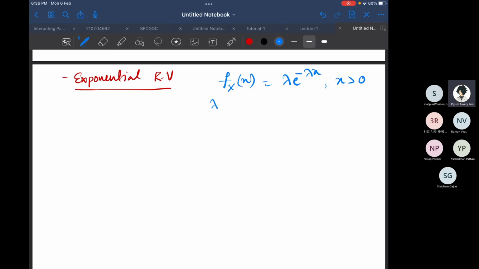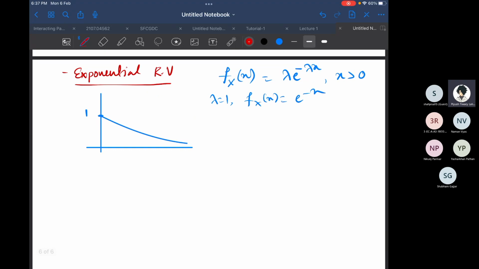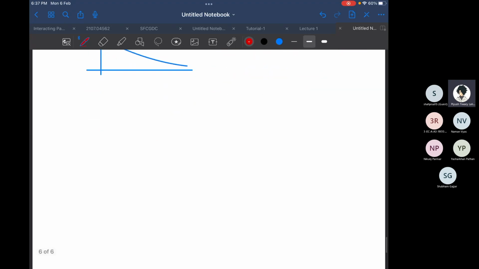So if lambda is equal to 1, f_X(x) is what? e raised to minus x. How would this look? This will just look like a simple decaying exponential function. So this is 1, and this is going downwards. Okay, so this is the exponential random variable. You need not even remember the expression for it, but it's a good habit to know these things.